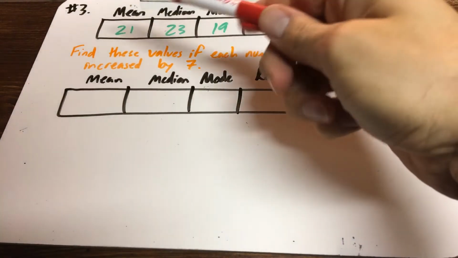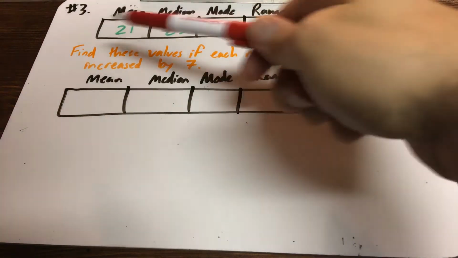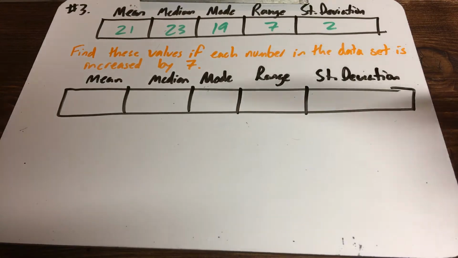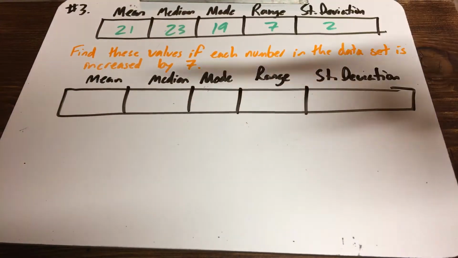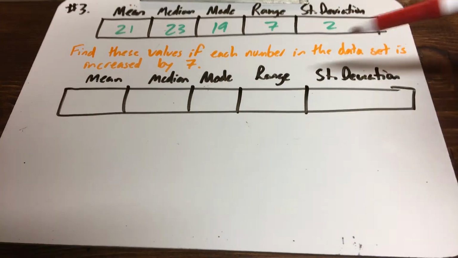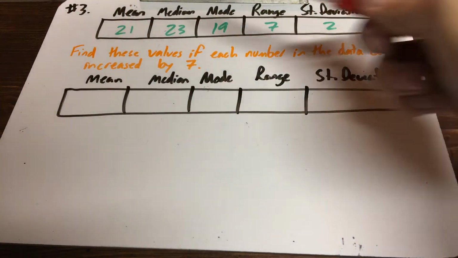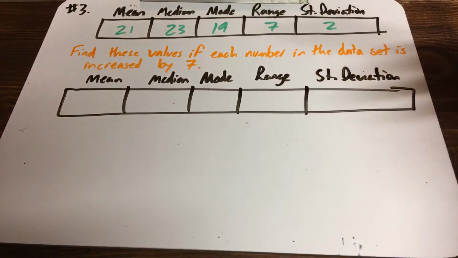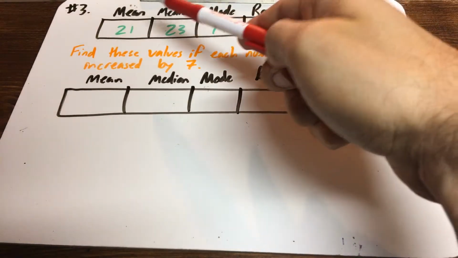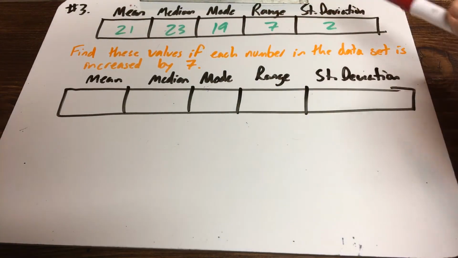It's going to give you a list of numbers. They're not actually going to tell you what the numbers are, right? There's no actual list of numbers like I had on the last one, where I wrote 1, 2, 2, 3, 5, 5, 7, 26. They're just going to say, hey, here are the measures from a group of data. So this magical list of numbers that you can't actually see has a mean of 21, a median of 23, a mode of 19, a range of 7, and a standard deviation of 2.